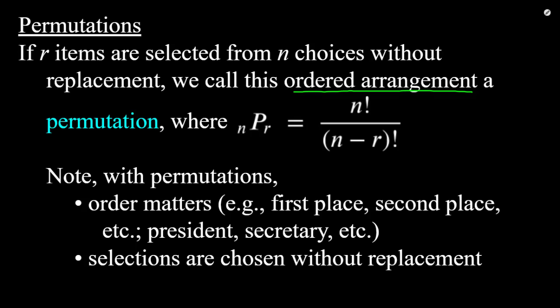Looking back at our 2 things here, the order matters. You couldn't have a person getting first place and second place both. You couldn't have a person who was elected to president and secretary both. So those are the types of things we're looking for here with permutations.